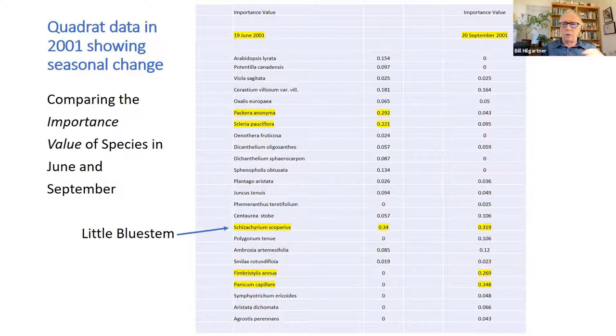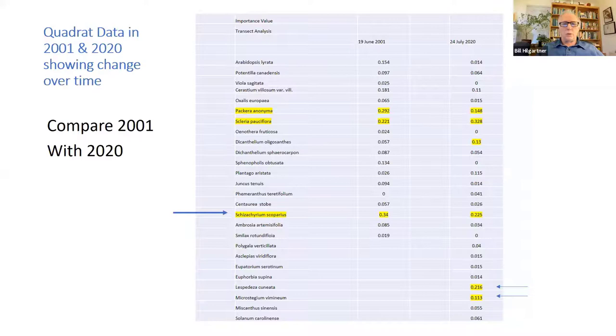But then what I wanted to do was to show the June 2001 quadrat data with last past summer in July of 2020. And again, these are basically the same plots and along the same transect line. And there's something that's very interesting here. So little bluestem, Schizachyrium, is still very important, but it's dropped a bit. And the most important appears to be the Scleria pauciflora, the nutsedge.